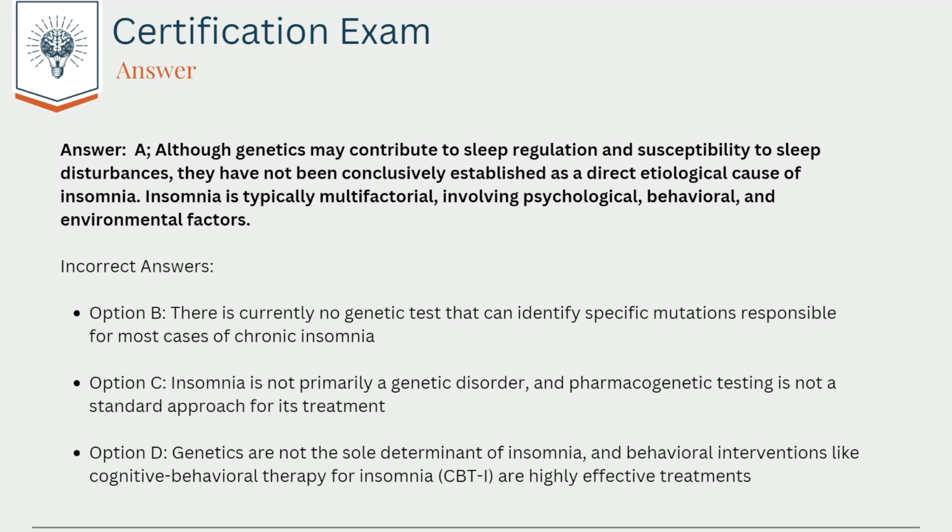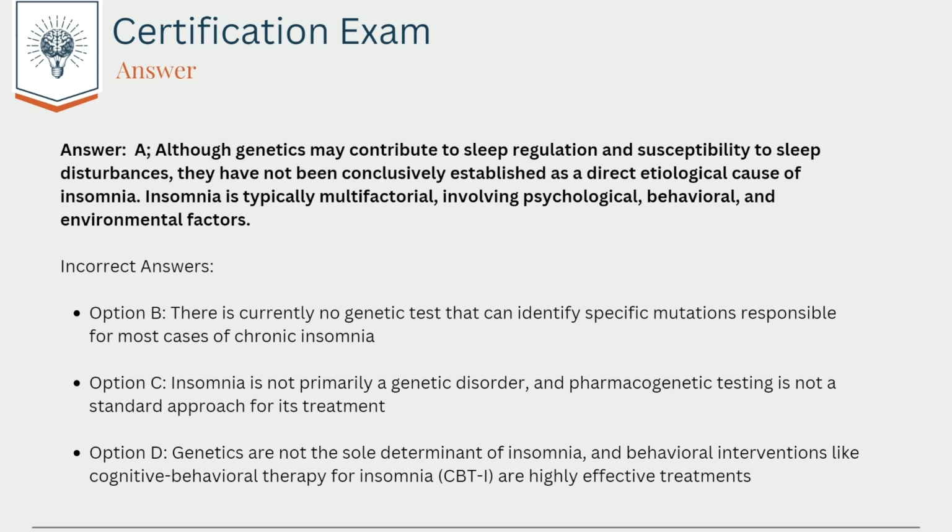So let's review again why the other options are not true. Currently, there is no genetic test that can reliably identify specific mutations that cause insomnia. While research is ongoing, genetic testing is not currently a part of standard clinical practice for sleep disorders. Option C, so insomnia isn't primarily genetic. Pharmacogenetic testing can help guide medication choices in some psychiatric conditions, but it isn't helpful for managing insomnia. Behavioral interventions, like we talked about, CBTI, remain the gold standard.